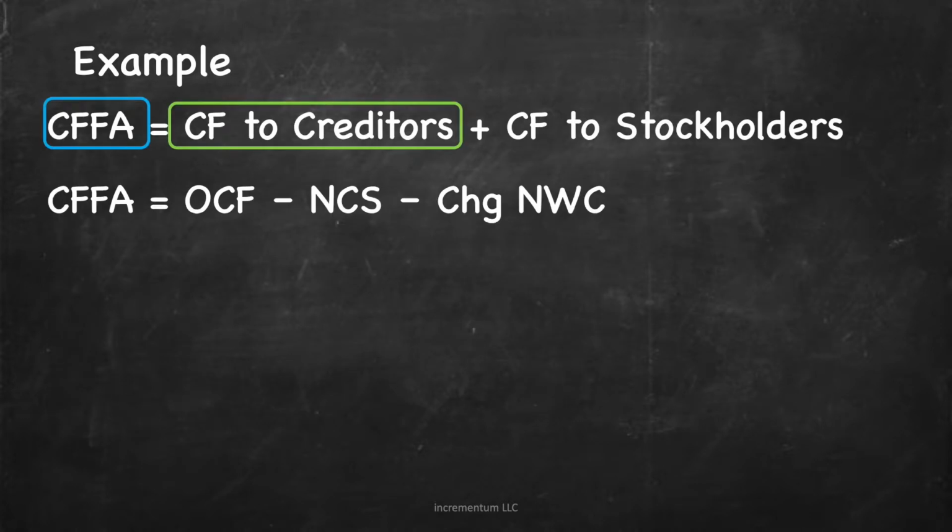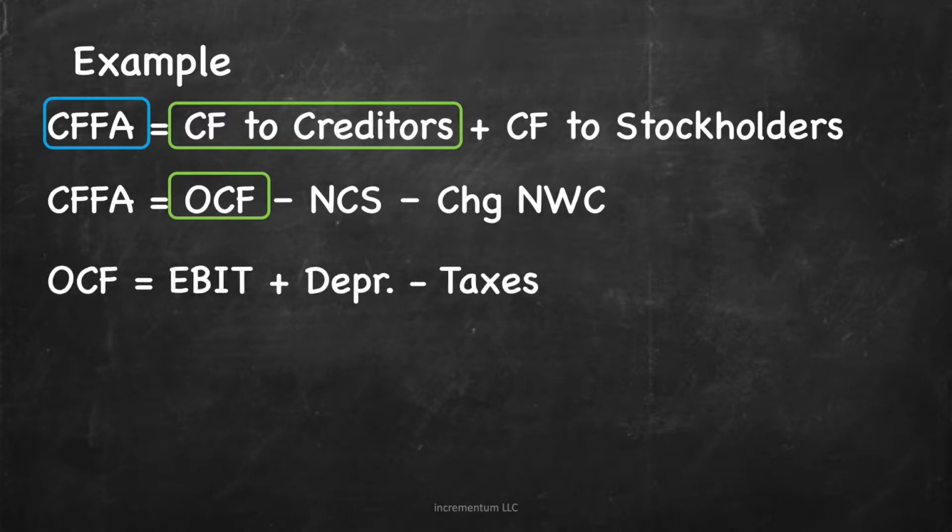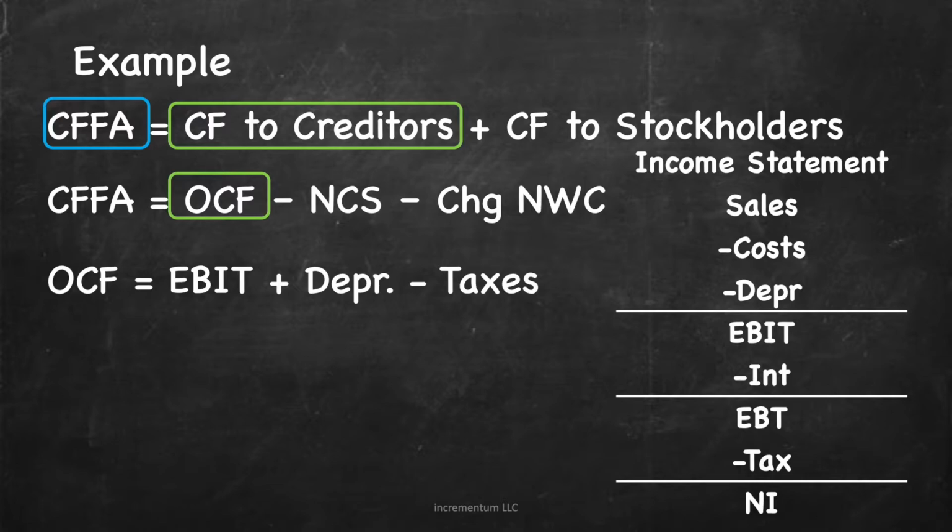So we weren't given operating cash flow or net capital spending or change in net working capital, but we were given a lot of income statement and balance sheet information. And we know that operating cash flow is equal to EBIT plus depreciation minus taxes. All three of those components are on the income statement. So it may be a good idea to revisit the information in the problem and see if we're given income statement information enough to figure out EBIT, depreciation, and taxes. That will allow us to calculate operating cash flow, and maybe this is a route that we can pursue.